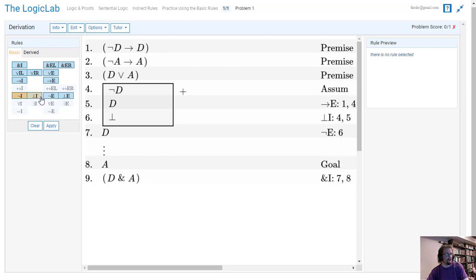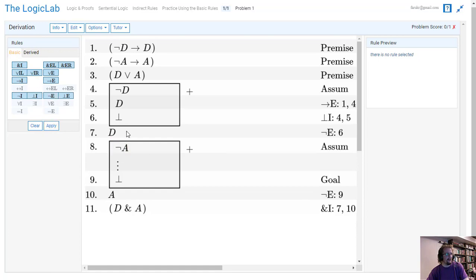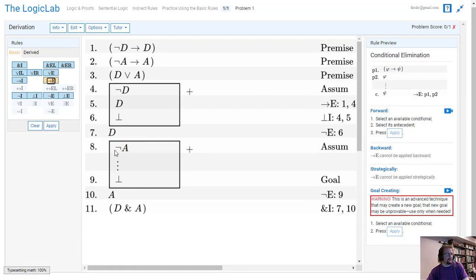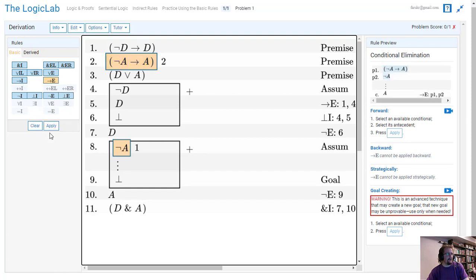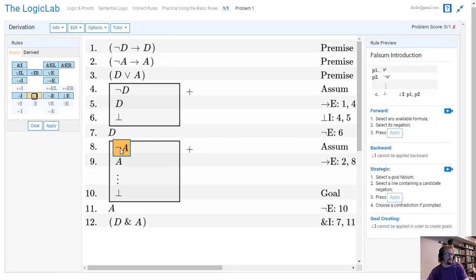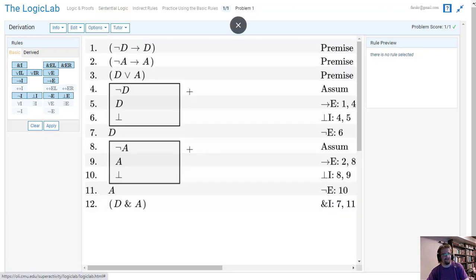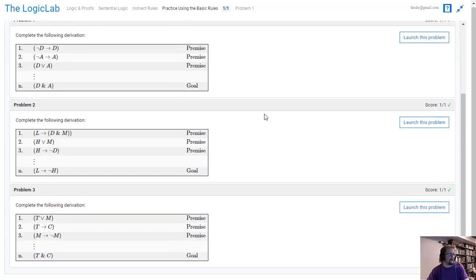Now you'll notice that I can do the exact same thing with line 8 here. So negation elimination on line 8 gives me that. Conditional elimination lines 8 and 2 will give me A. Wonderful. Falsum Introduction lines 8 and 9, and we're done. And back to some of these basic rules.